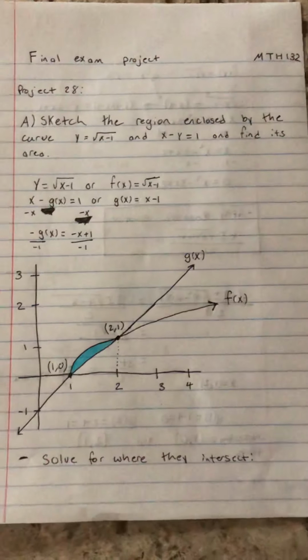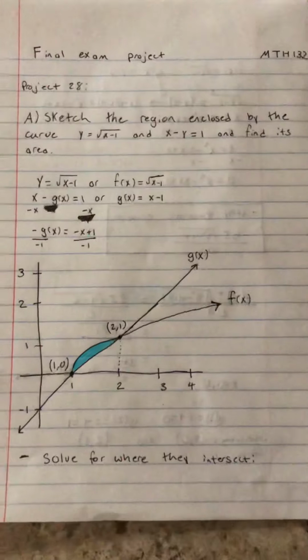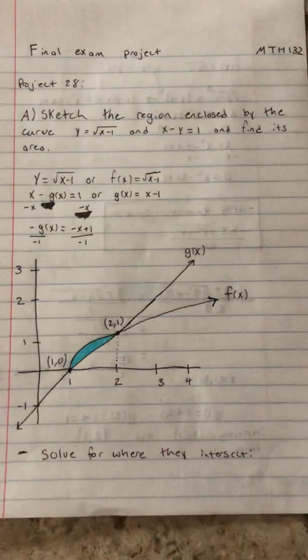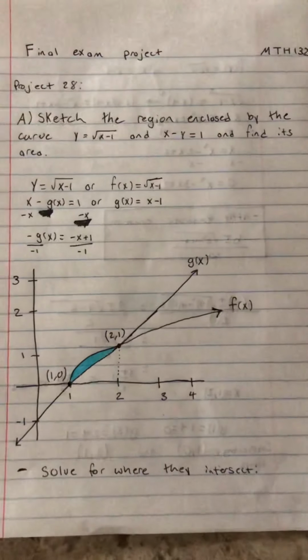For my video project, I had project 28, which was a two-part project. Part 1, which is stated here, says: sketch the region enclosed by the curve y equals square root of x minus 1 and x minus y equals 1, and find its area.